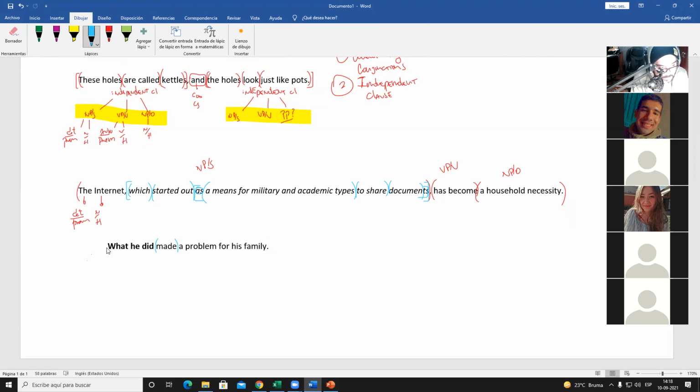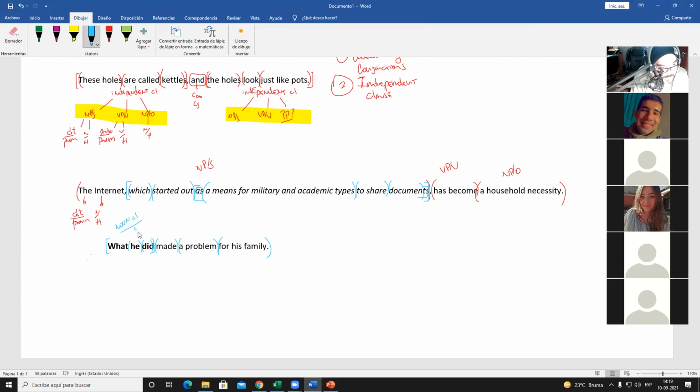What he did. What he did is a clause. How do I know that? I know that because it has a verb phrase inside of it and it begins with a subordinate conjunction. As it is a clause, I'm going to separate it from the rest of the sentence by using square brackets. Then, inside of it, there are phrases, and as they are phrases, I'm going to use round brackets. I'm going to separate the verb phrase, did, and the subject. Okay? Then, made. Made what? A problem for his family. A problem. It made a problem. For whom? For his family. Right? Now, what's the name for the very first thing? It is a noun clause.